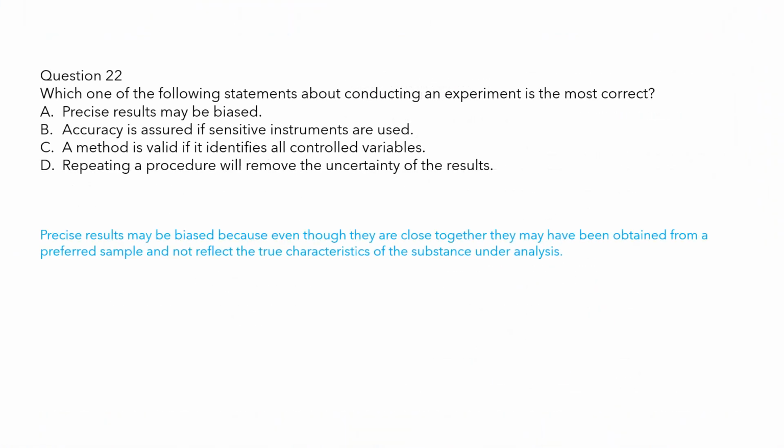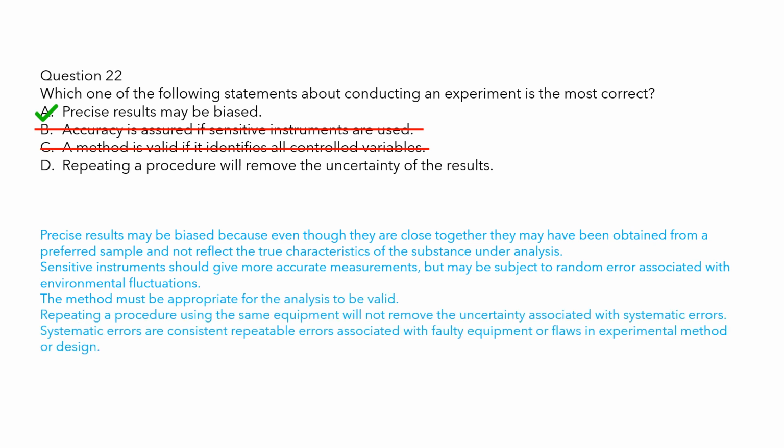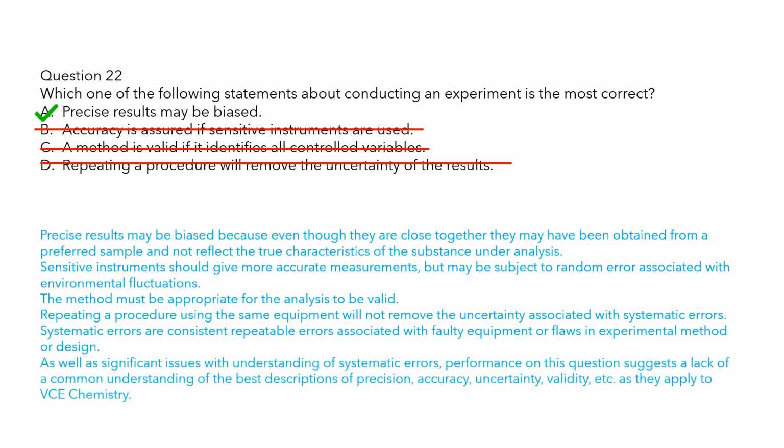Yes, precise results may be biased because even though they are close together, they may have been obtained from a preferred sample and not reflect the true characteristics of the substance under analysis. Sensitive instruments should give more accurate measurements but may be subject to random errors associated with environmental fluctuations. The method must be appropriate for the analysis to be valid. Repeating a procedure using the same equipment will not remove the uncertainty associated with systematic errors. Systematic errors are consistent repeatable errors associated with faulty equipment, experimental methods, or design flaws.